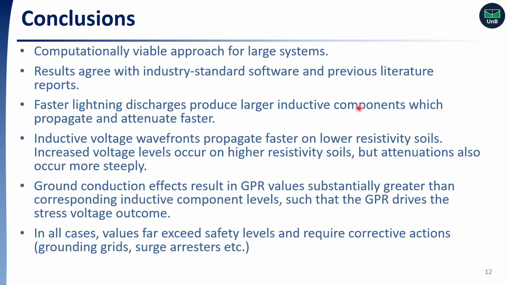So, these are our conclusions. We have a computationally viable approach for large systems. Results agree with industry standard software and previous literature reports. We observed that faster lightning discharges produce larger inductive components which propagate and attenuate faster. Inductive voltage wavefronts propagate faster on lower resistivity soils.